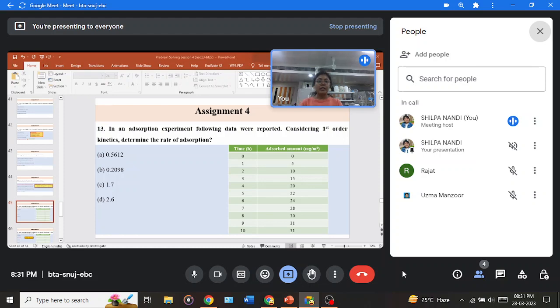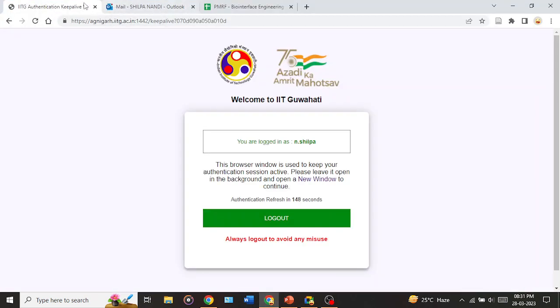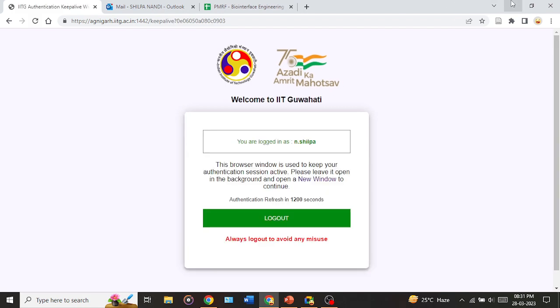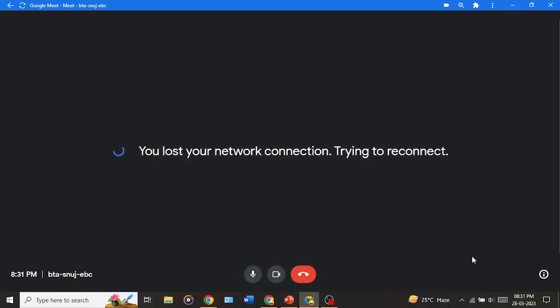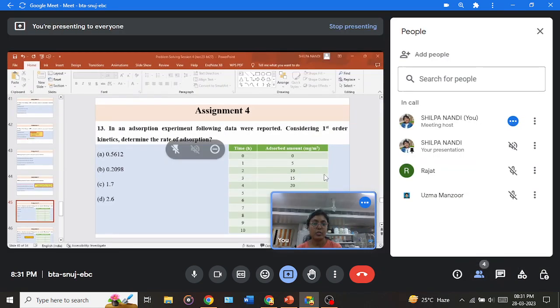Okay, I think I will also solve this with you all so that... focus lost. Okay, I think the network was disconnected for a bit, but we came back very soon. So, okay, I will try to solve this question.